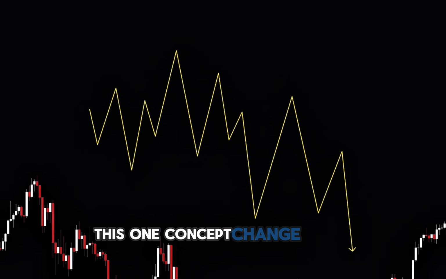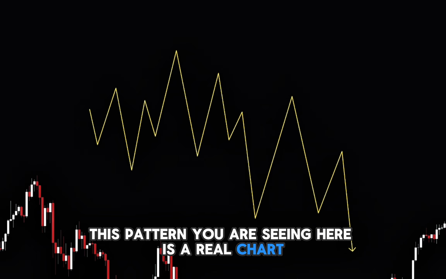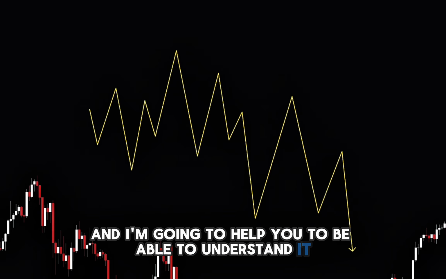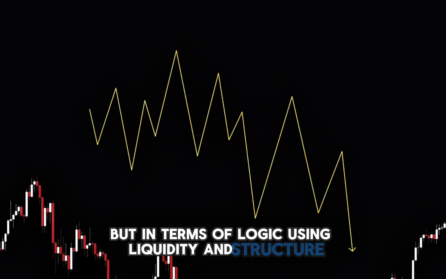This one concept changed how I see every chart. And if you understand this, you don't need 10 indicators. This pattern you are seeing here is a real chart example. And I'm going to help you to be able to understand it, not in terms of pattern, but in terms of logic, using liquidity and structure.